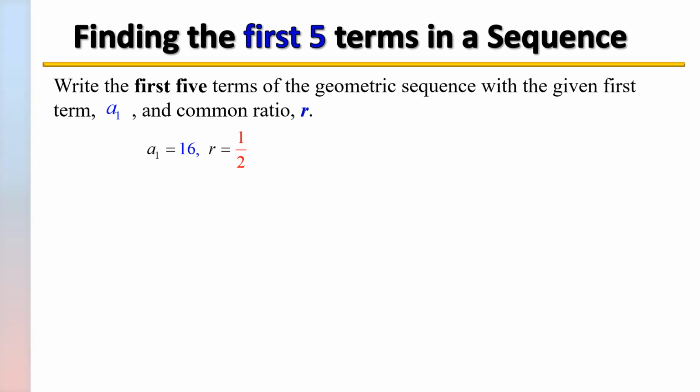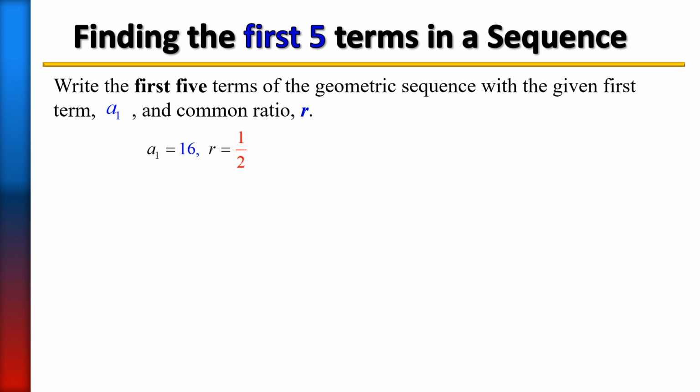In this example, we're asked to write the first 5 terms of the geometric sequence with the given first term, a sub 1, and the common ratio r. So a sub 1, again, means your first term. So our first term is 16. The common ratio, r stands for the common ratio, that is 1/2. So this is a geometric sequence.